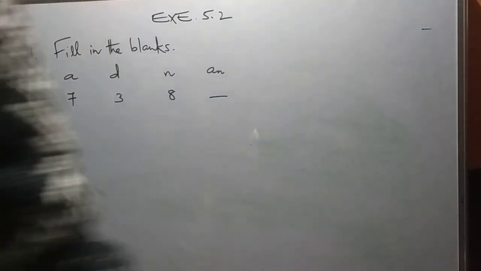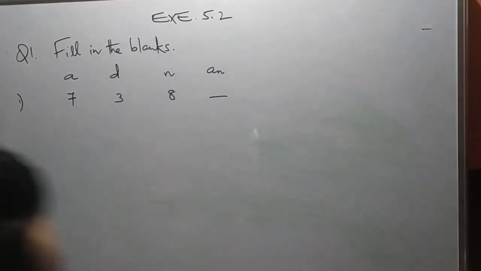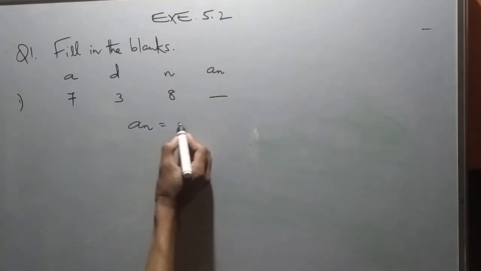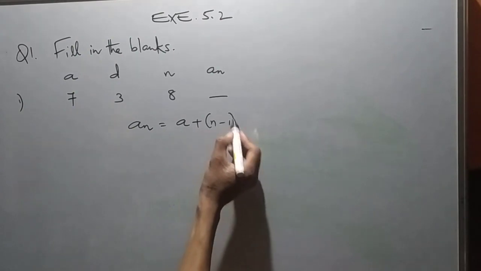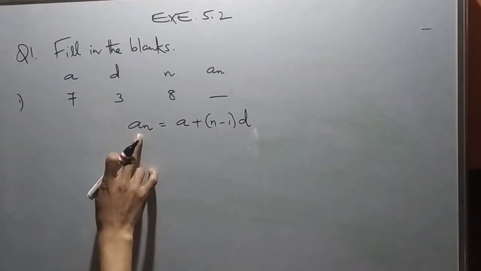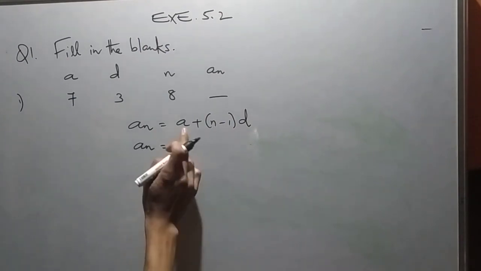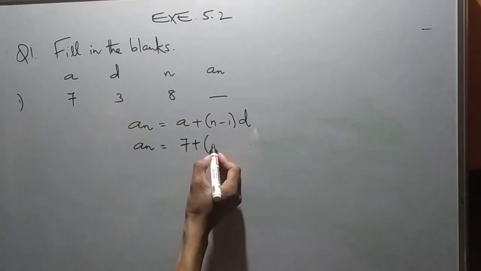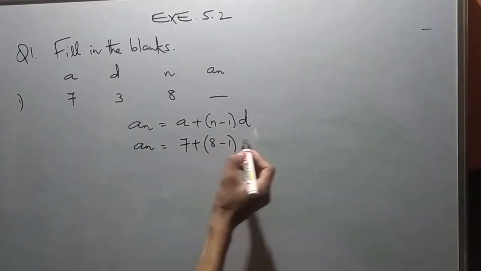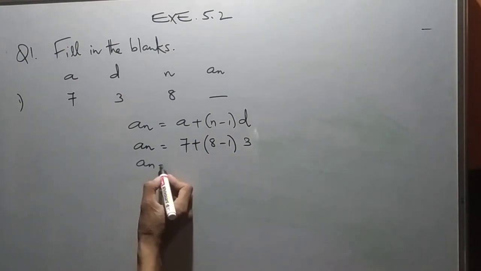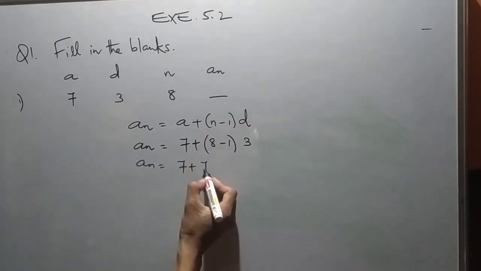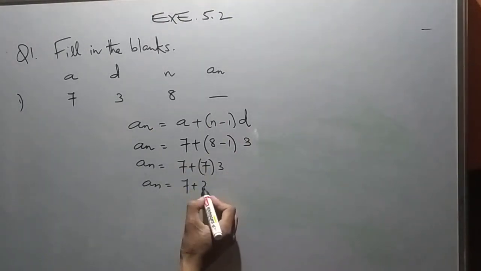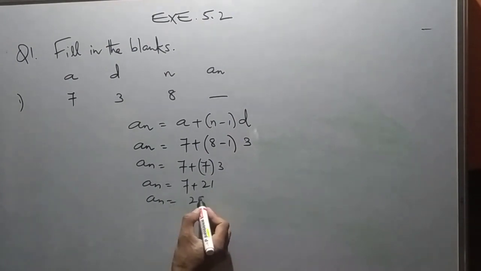So the question can be solved like this. Take a and d, then use the nth term formula: a_n equals a plus (n minus 1) times d. Here a is the first term, which is 7, n is 8, so n minus 1 is 7, and the common difference d is 3. So a_n equals 7 plus 7 into 3, which is 7 plus 21, so a_n becomes 28.